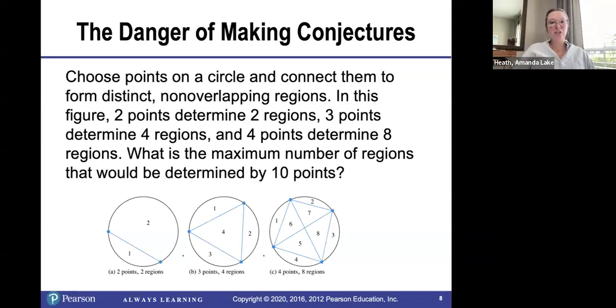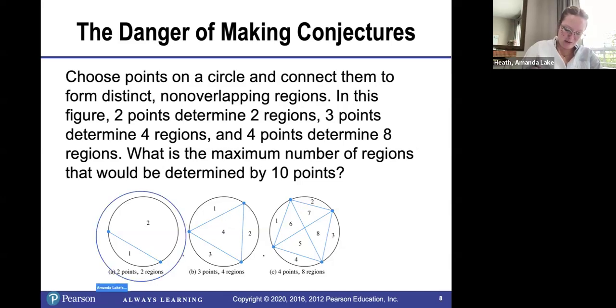So there are dangers of making conjectures. Here's an example where we might run into some problems with just assuming that a conjecture that we make is true. In this example, you can choose points on a circle and connect them to form distinct non-overlapping regions. In this figure, 2 points determine 2 regions.